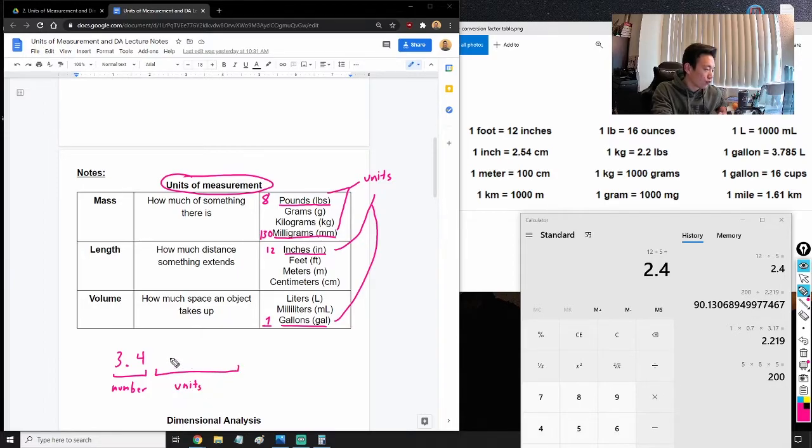Okay, so 3.4 pounds would be fine. So LBS. Okay, or 3.4 feet, 3.4 miles. You have to describe your number, okay? So just remember, going forward, if you just write the number, your answer will be incorrect. You have to give me the units as well. So make sure you guys keep that in mind.